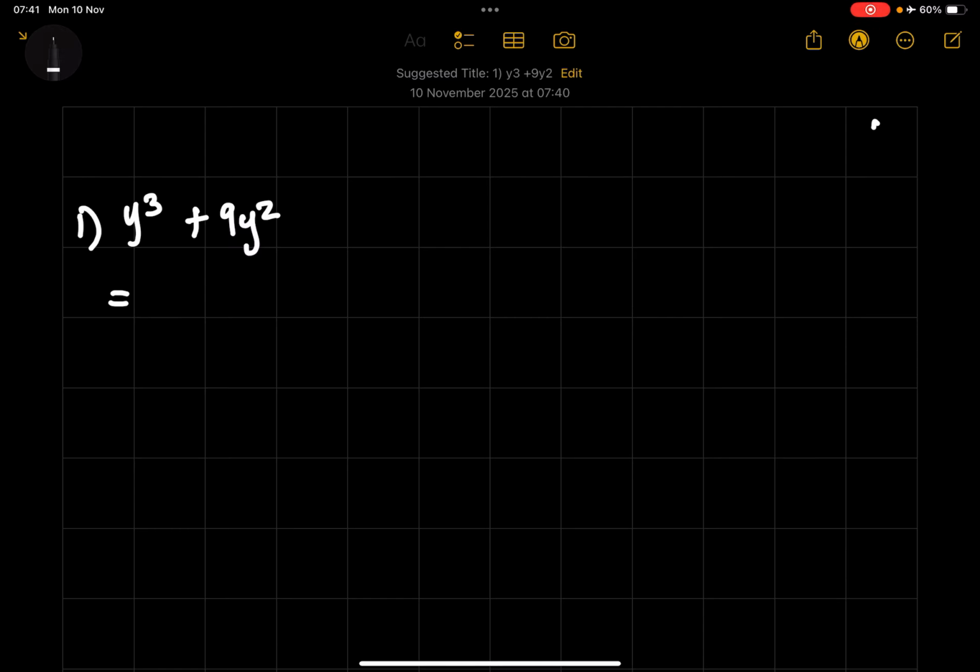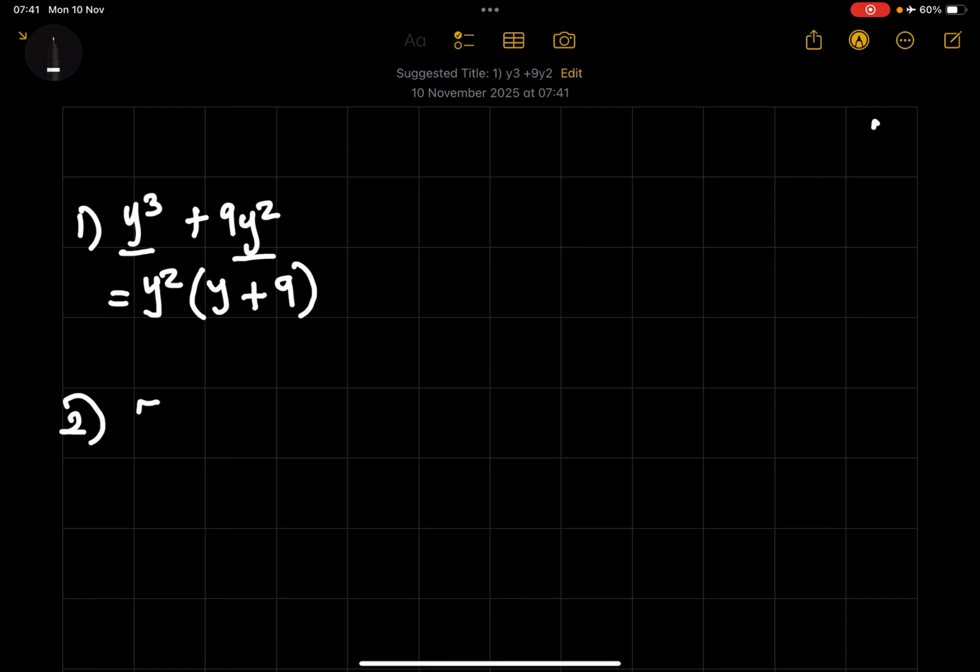So in the first question, we are given y cubed plus 9y squared. And we can see that the common theme between these two terms is y cubed and y squared. You always take the smallest one. So the smallest one is y squared, and that is your highest common factor. And then the final answer will be y squared times y will be y cubed, y squared times 9 will be 9y squared. And then that is your final answer for 1.